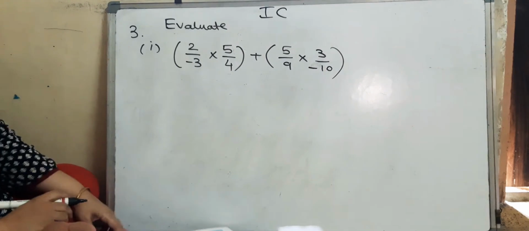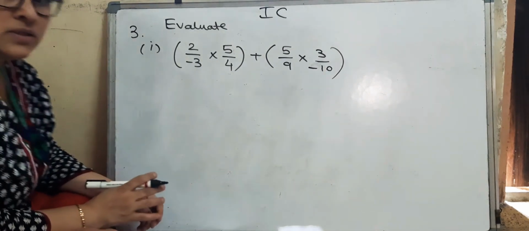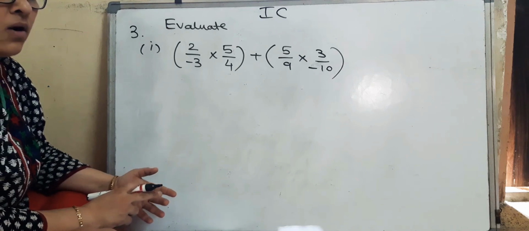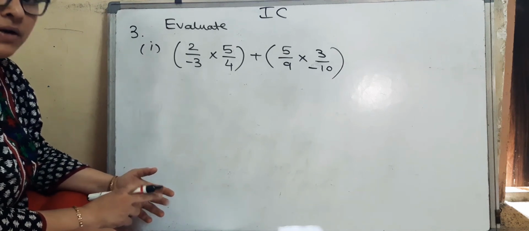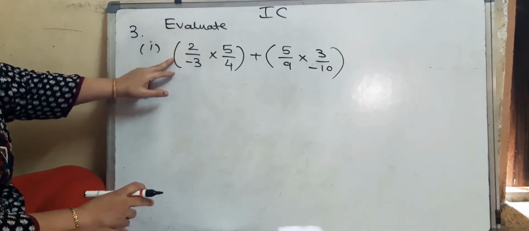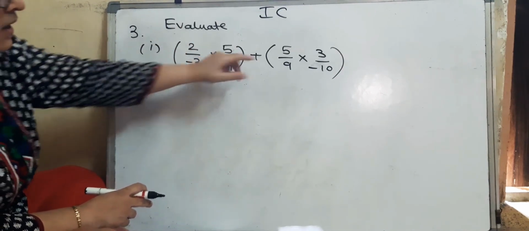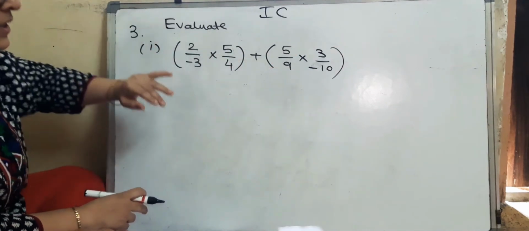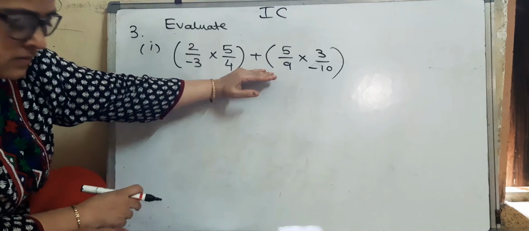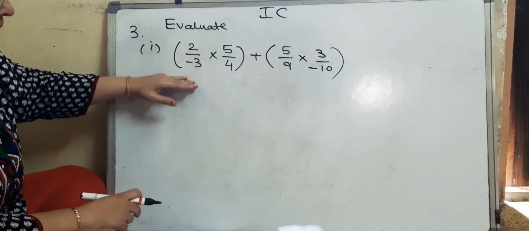Minus 10. So according to BODMAS, you know the BODMAS. BODMAS is bracket, then of, division, multiplication, addition, subtraction. Now here, first we have to solve this bracket and this bracket. After the brackets, multiply first and then you add. Now first we will solve this bracket, right?